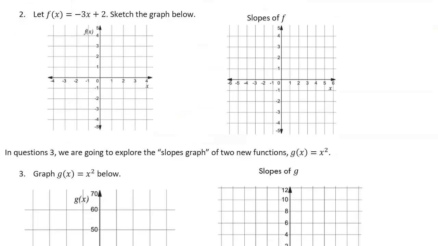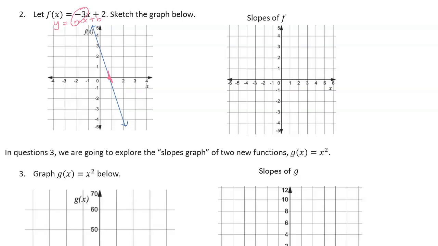Let's look at the next one. We have f of x equals negative 3x plus 2. So let's graph that. So here is the sketch of this graph, and we want to find the slope. Well, since this takes the form of y equals mx plus b, we know the slope is going to be negative 3. But what does that mean graphically? What it means is I'm trying to find the slope at one point. The nice thing is that the slope at every single point is going to be negative 3.